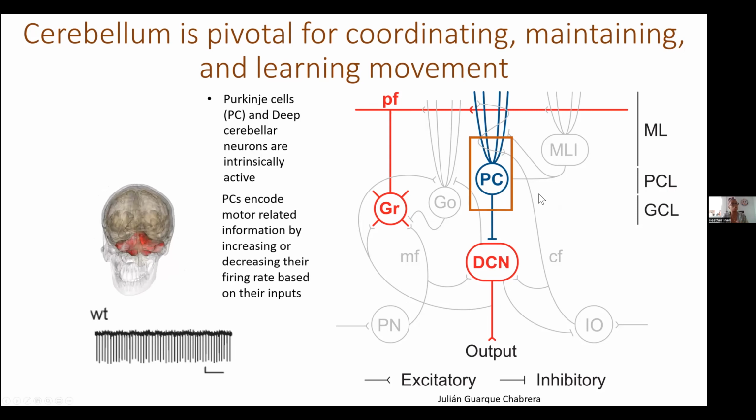When information comes in through one of these excitatory or inhibitory synapses, they're able to increase or decrease their firing based on these inputs. And that's how we can encode motor function at such a fast time scale.